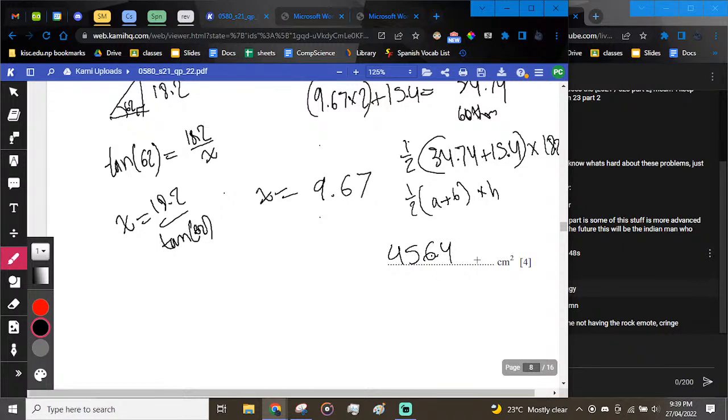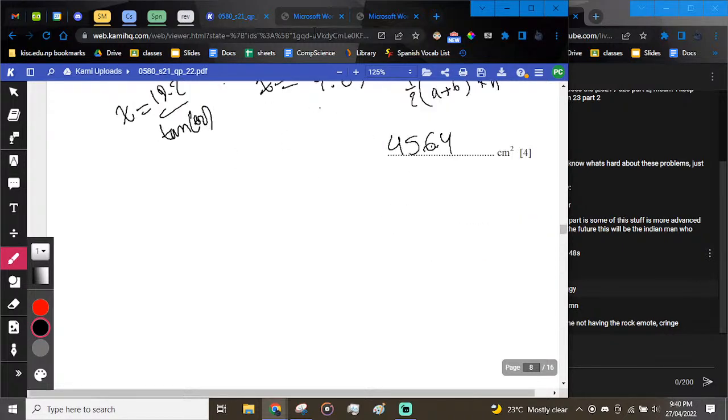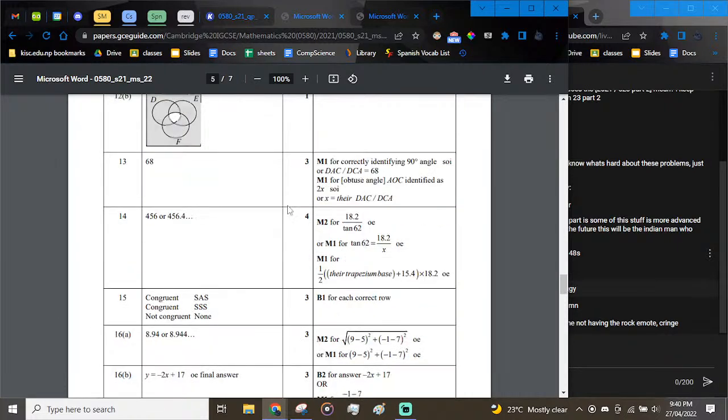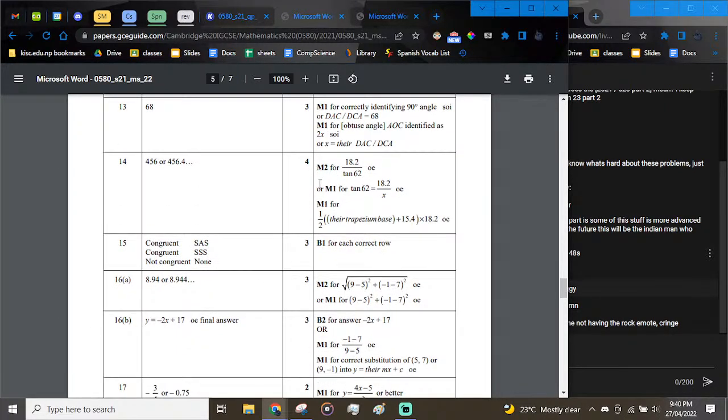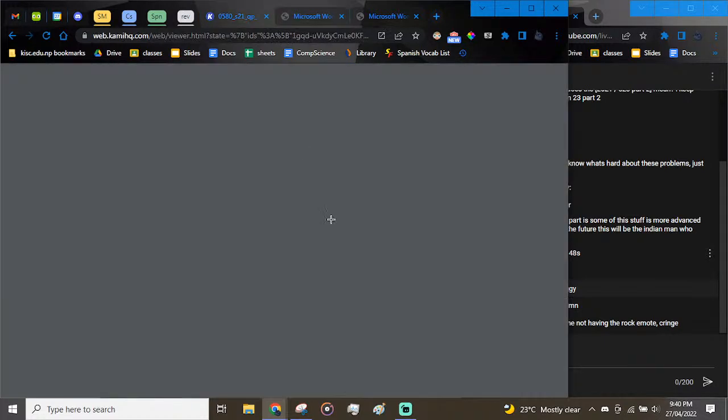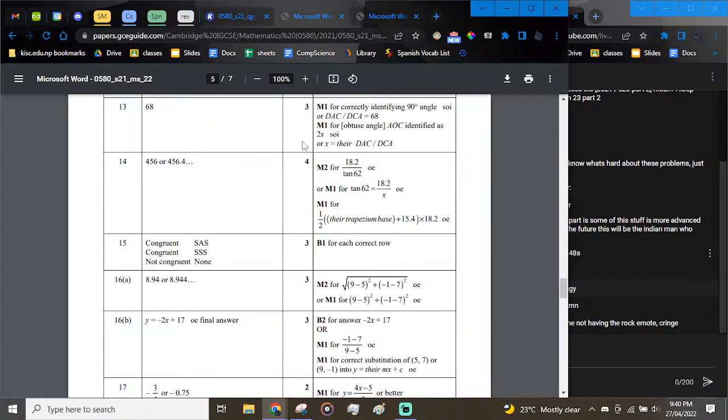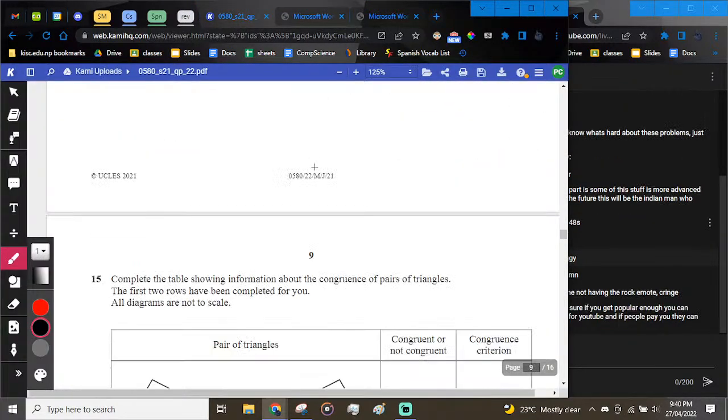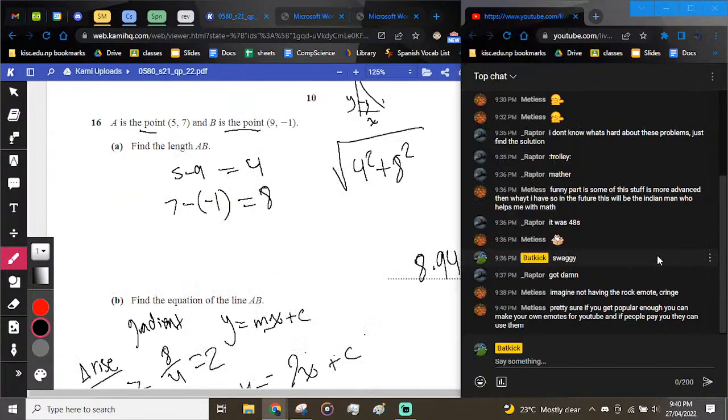456.4. Continue with mark scheme. Congruent. See? Oh. I think speedrunning it may have damaged my accuracy a bit.